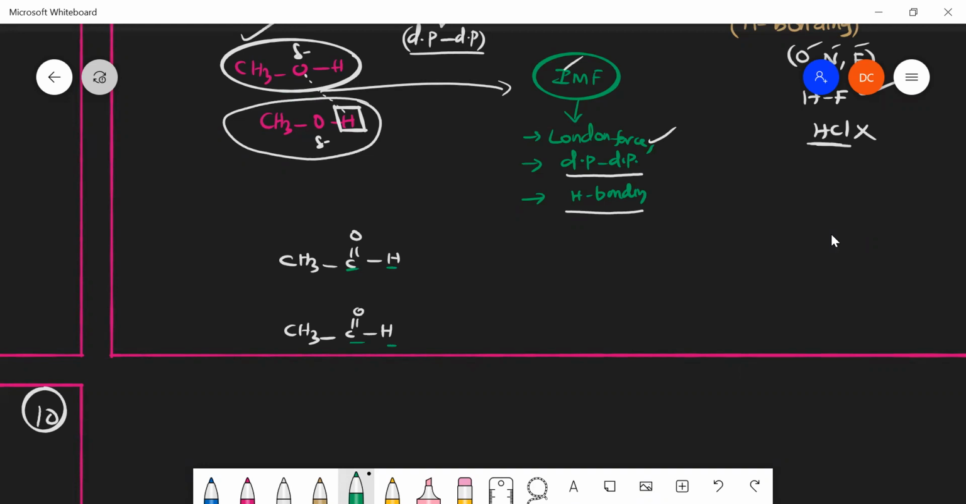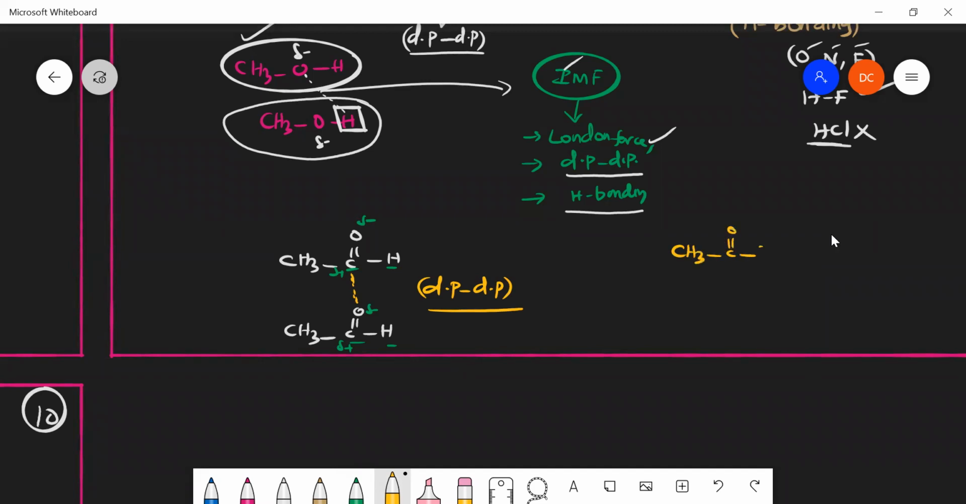Now, this carbon is getting a positive charge and this oxygen will get a negative charge. Likewise, this one will get a negative charge and this one a positive charge. Now the force of attraction between them exists. This is called dipole-dipole interaction. Dipole-dipole interaction exists.